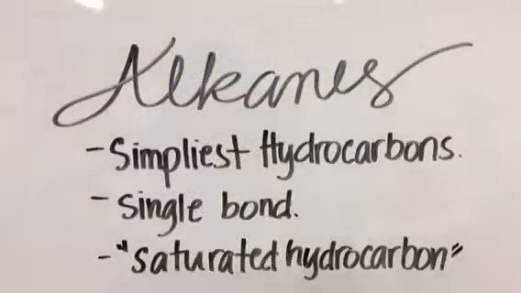Alkane is the simplest of all hydrocarbons. It is only composed of carbon, hydrogen, and a single bond. It is also called a saturated hydrocarbon because it has four, or a complete, bond.